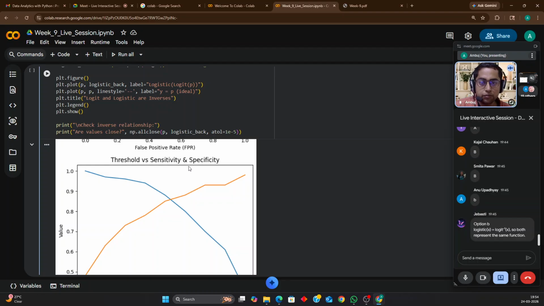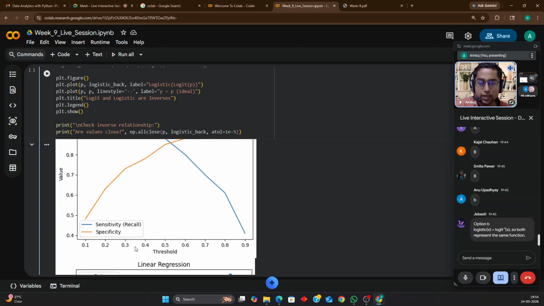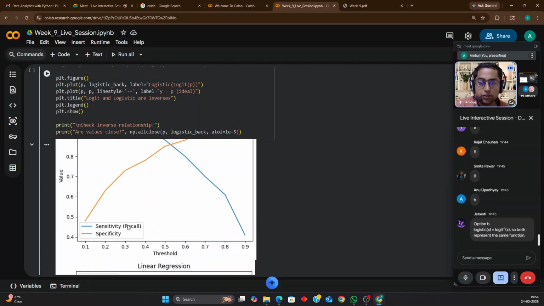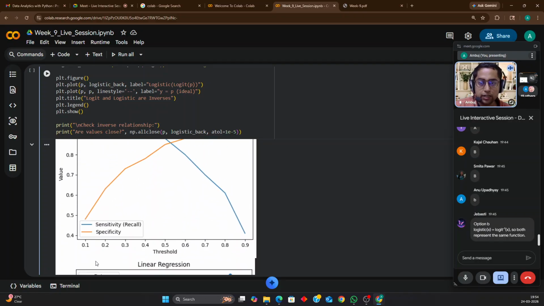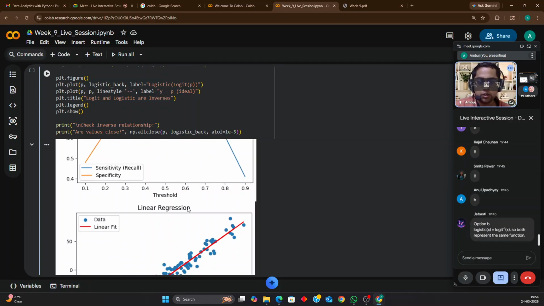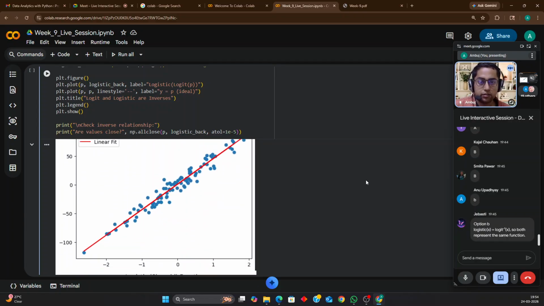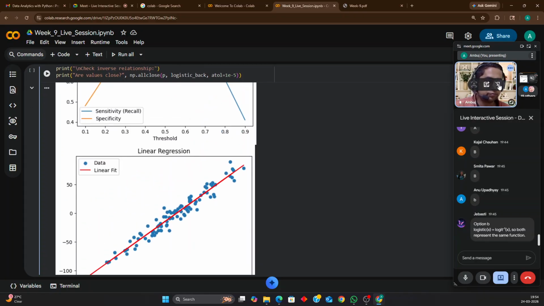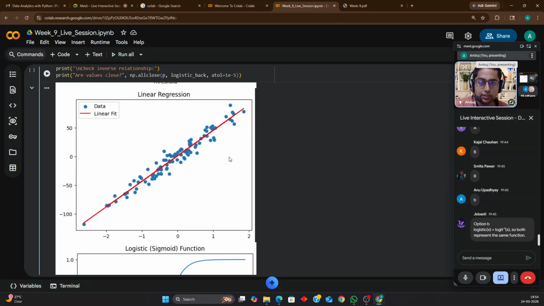Threshold versus sensitivity and specificity: as the threshold increases, the value of sensitivity, or recall, goes down, and specificity is increasing. Next is the linear regression fit plot. Here I have got the linear regression plot. These are the data points, and this is the fitted line.